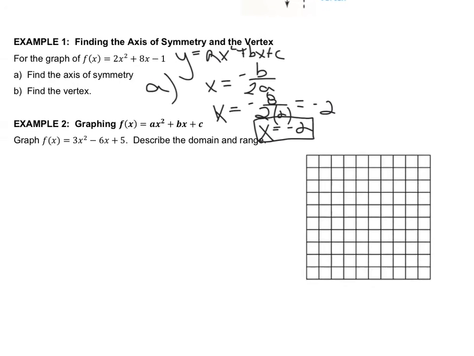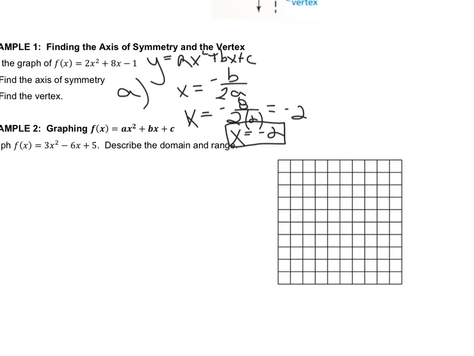Secondly, I'm just going to get a little space here. Now we want to know what's the vertex. Well, to find the vertex, we already have part of it. We know the vertex is going to be a coordinate. We already have the negative 2. Now we just need to know, what is the y when x is negative 2?